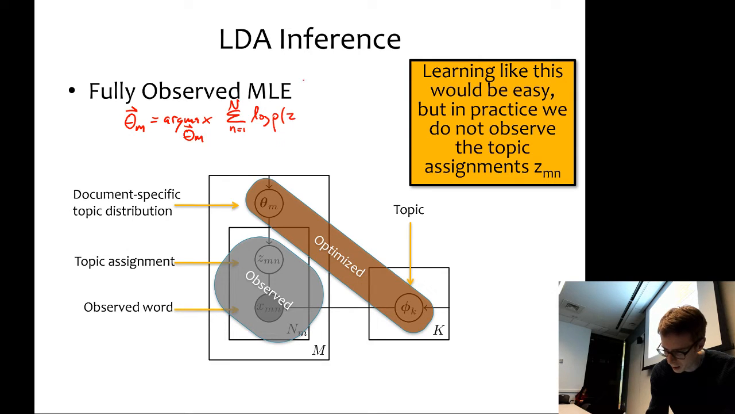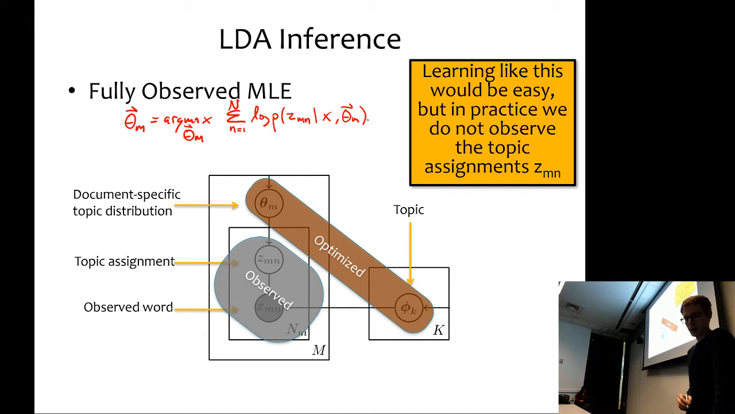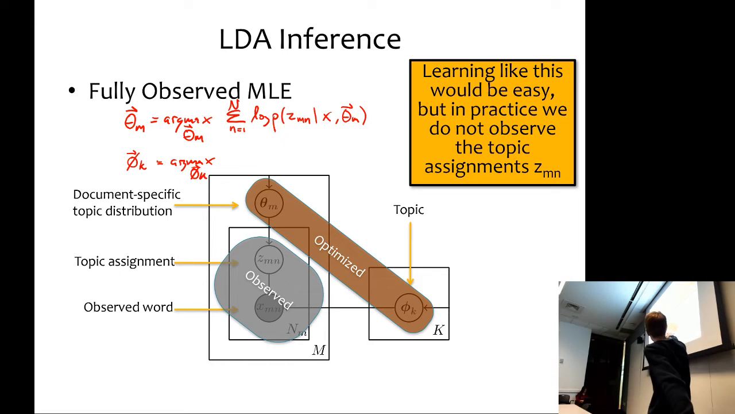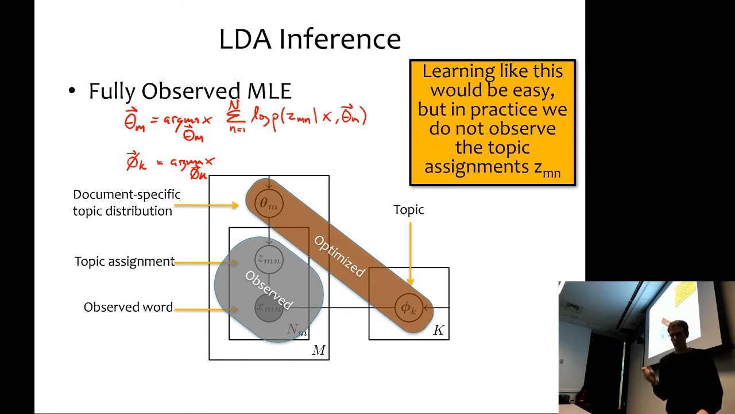Right. And so here we would just have the log probability of z_mn given all of the x's and the vector theta_m. Okay. And then we would do something analogous for the actual topic vectors, where we're choosing the vector phi_k that maximizes the total probability of all of the actual word-topic pairs where the particular z_mn is assigned to some topic k that we care about.